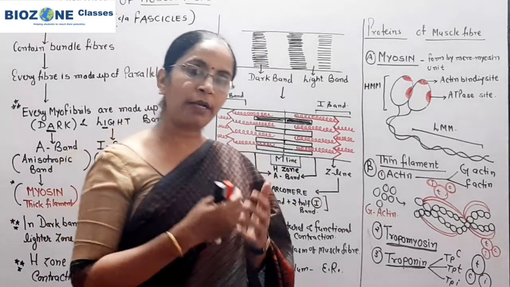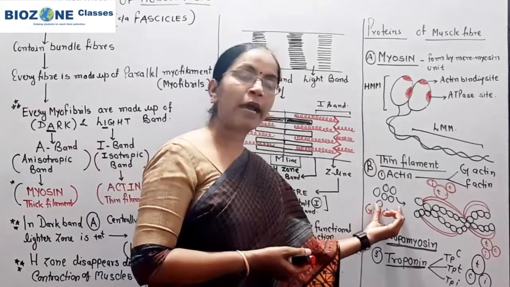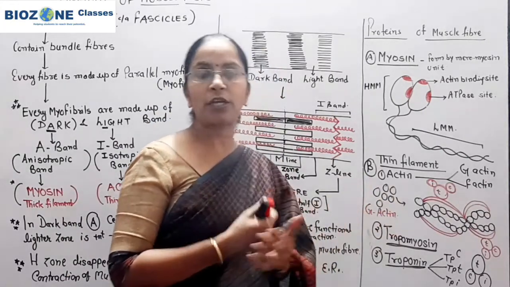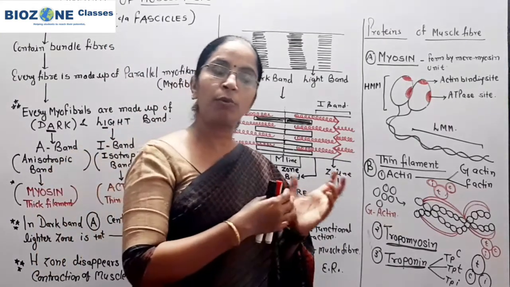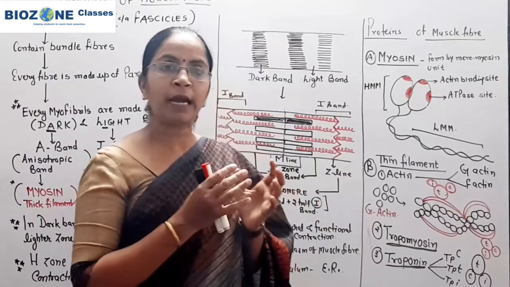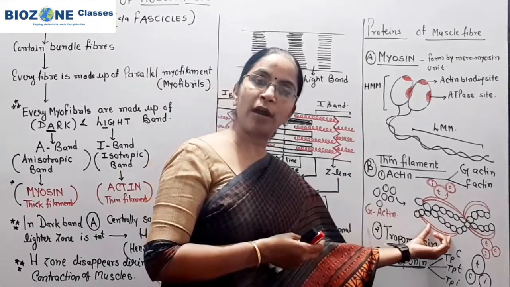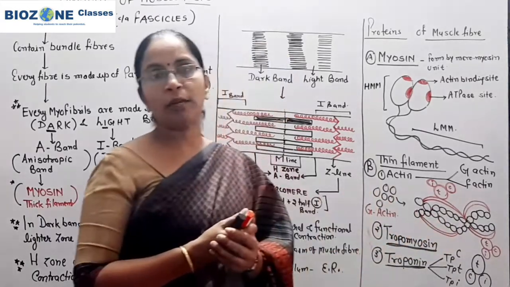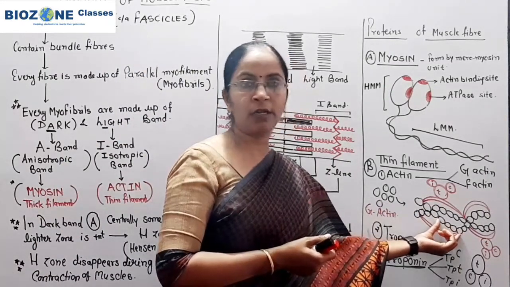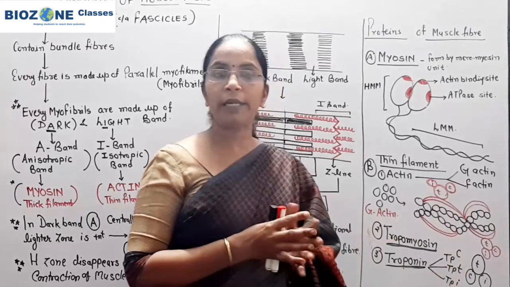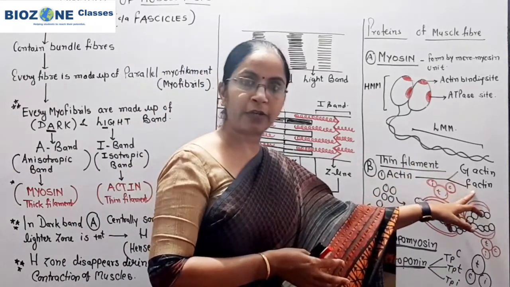Now, under resting or relaxed condition, you remember the actin is present as G-actin. G-actin means it is present in globular form. This globular actin, when converted into fibrous actin, becomes active, and this form is called F-actin. So actin is predominantly present in two forms: one is G-actin and the second is F-actin.